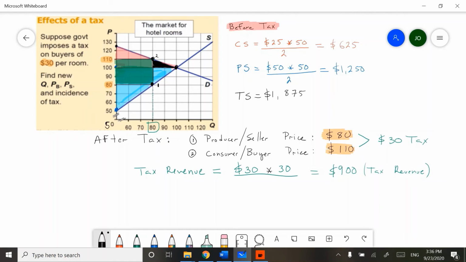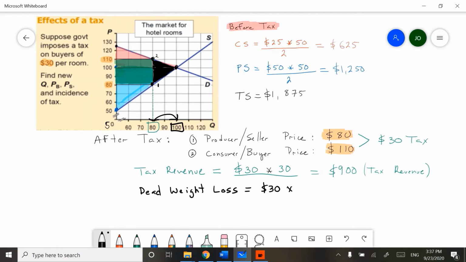We will also need to figure out how many transactions were lost. This is something that we're going to call dead weight loss. The black triangle on top represents the transactions lost from consumers being pushed out of the market by a higher price of $110. Similarly, we can see that producers are also going to get pushed out of the market because producers now see that they only get to take home $80. So how many consumers and how many producers got pushed out? In other words, how many transactions got canceled due to this tax?